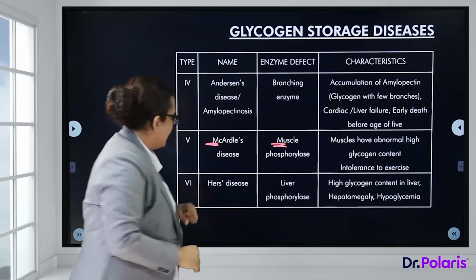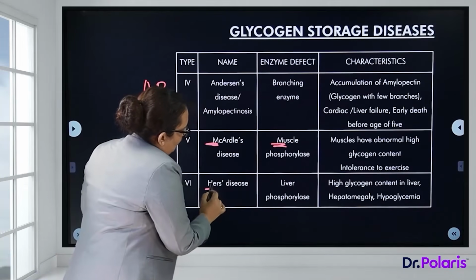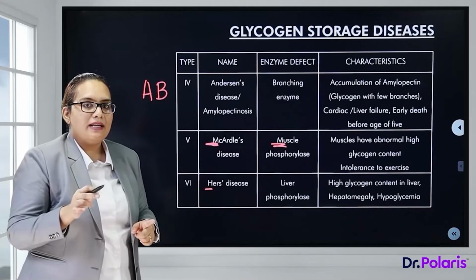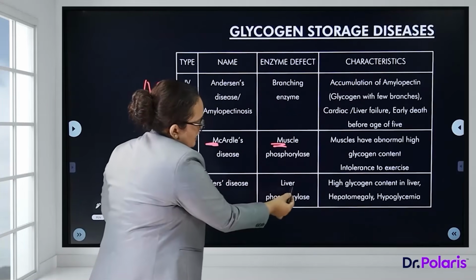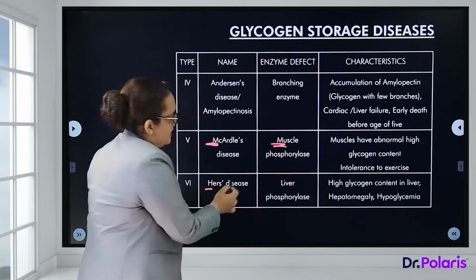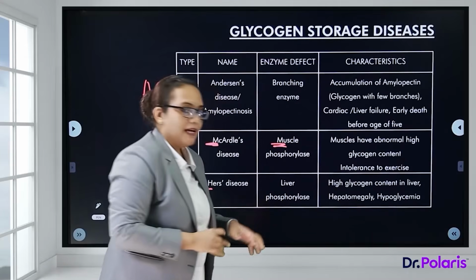And then the last one, that is type 6, is called Hers' disease. H for Hers and H for hepatic or liver. So the concerned enzyme is liver phosphorylase, H for Hers and H for hepatic or liver. Liver phosphorylase is the defective enzyme.